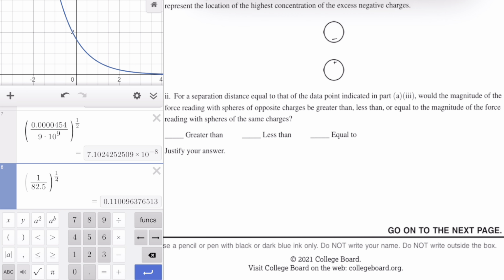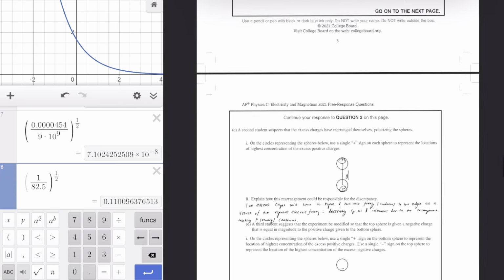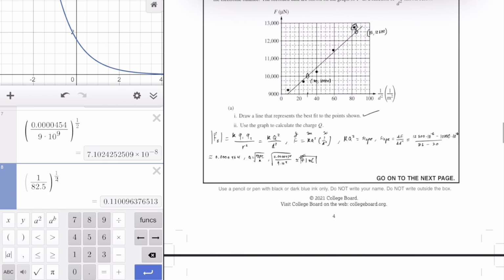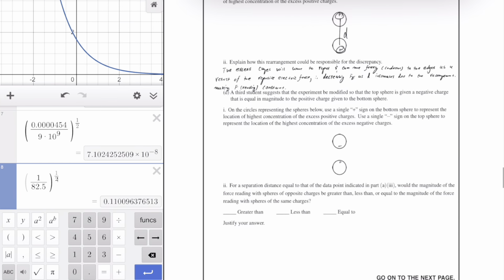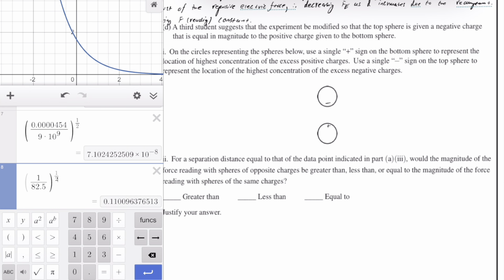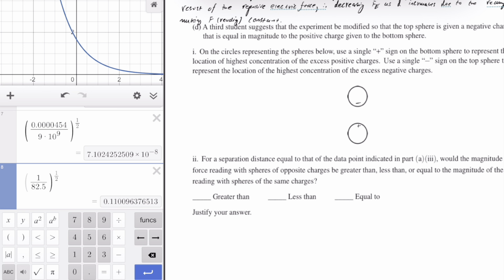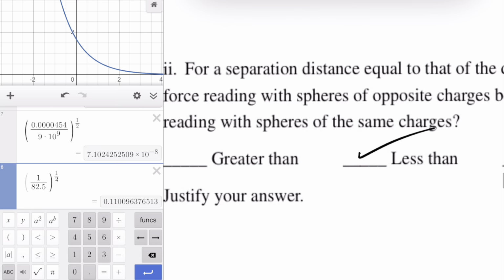So for a separation distance that's equal to the data point indicated in part A II, with the magnitude of the force reading, so for that point here. So for the distance that's here, would the magnitude of the force reading with the spheres of opposite charges be greater than, less than, or equal to the magnitude of the force reading with the spheres of the same charges? It's actually going to be less than.